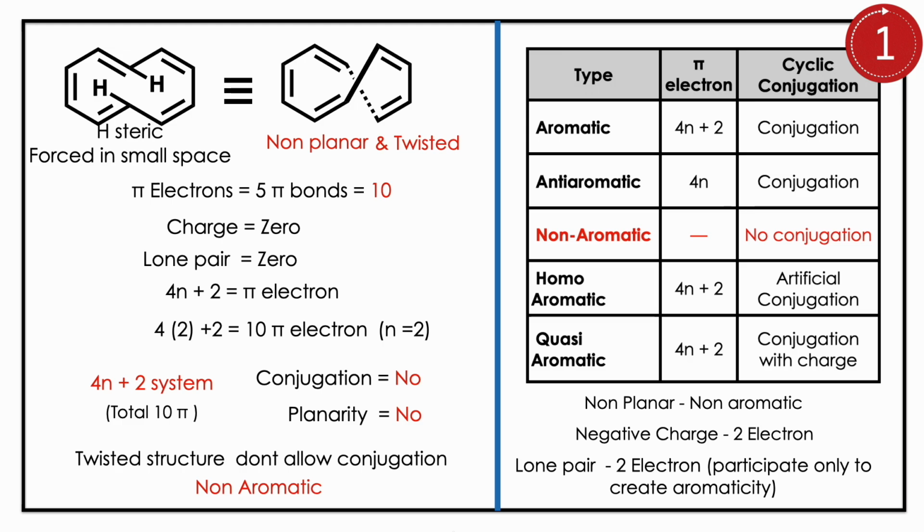Even though it has 5 pi bonds, which is 10, no charge, lone pair is 0. So totally 4n plus 2 pi system with pi bonds, n equals 2 there. So 4n plus 2 system, but conjugation is destroyed because of twisting. Planarity also compromised because of twisting. So given structure is non-aromatic.